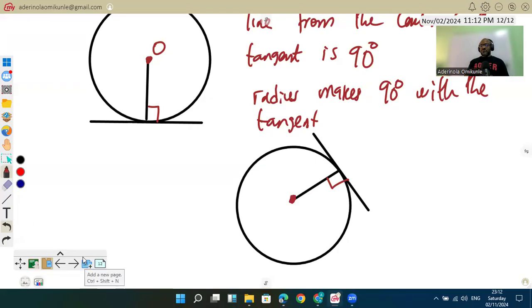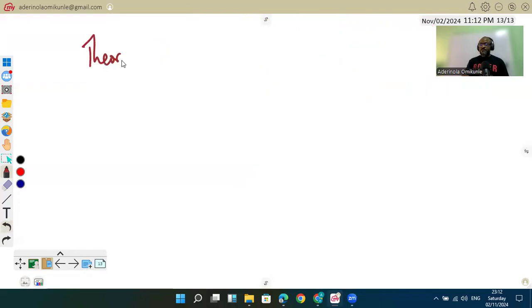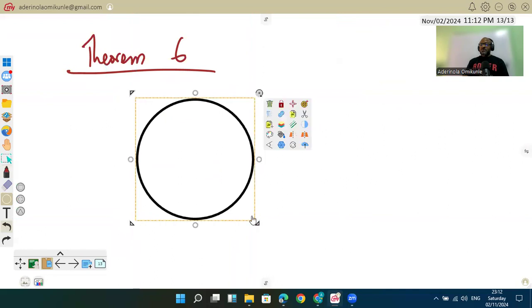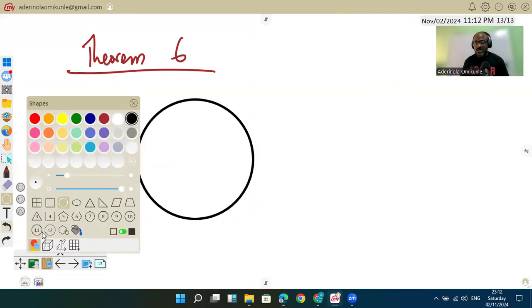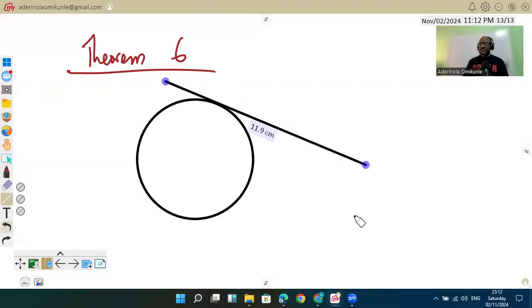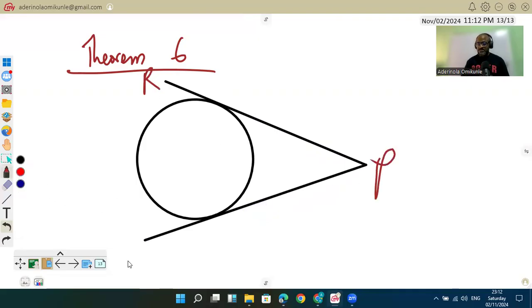So let's go to theorem 6. Suppose, let me just draw the circle. So what now happens when you have not just one tangent, but 2 tangents drawn from the same point? You have a tangent that goes like this. You have another tangent that goes still from that same point. So this is P, this is R, and this is S. So what are we saying about this? What we are saying is that PR is equal to PS.